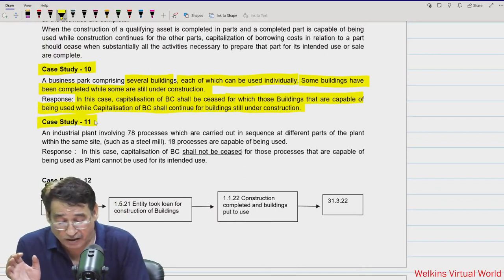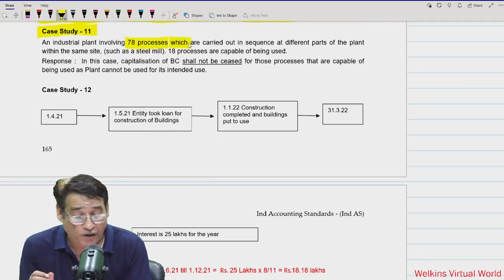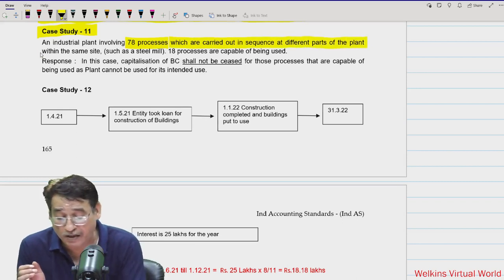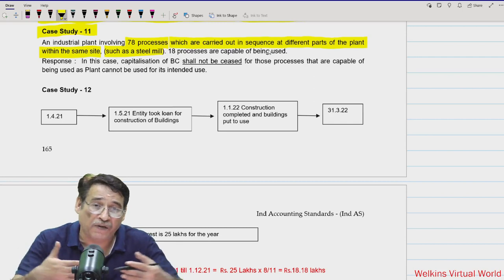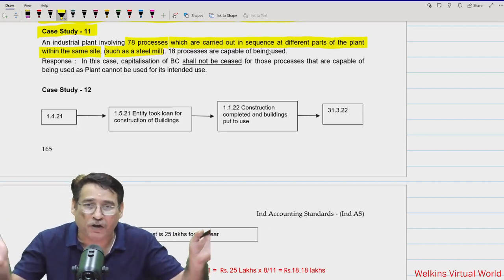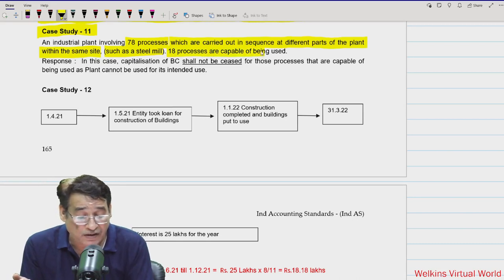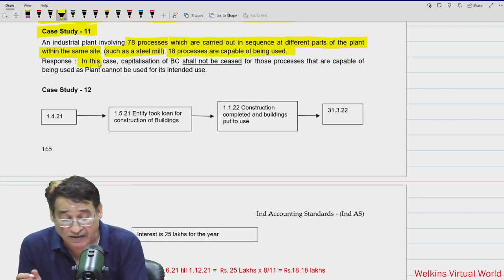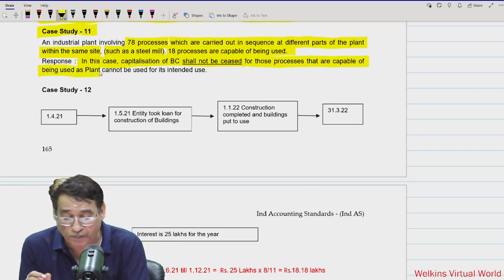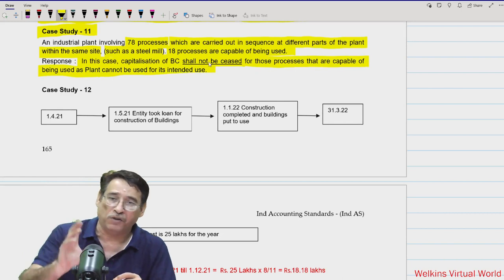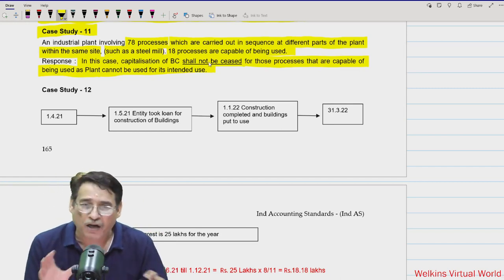Now, case study 11. An industrial plant having 78 processes, which are carried out in sequence at different parts of the plant within the same site, such as a steel mill. Of these, 18 processes are capable of being used. In this case, capitalization of borrowing cost shall not cease for those processes that are capable of being used, as the plant cannot be used for its intended use. Unless all the processes are completed, we cannot use the plant. So that is the reason borrowing cost will continue. I hope you got the point here.